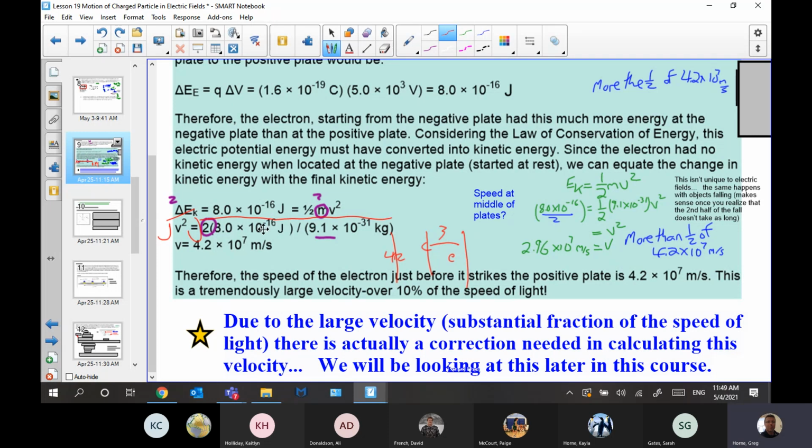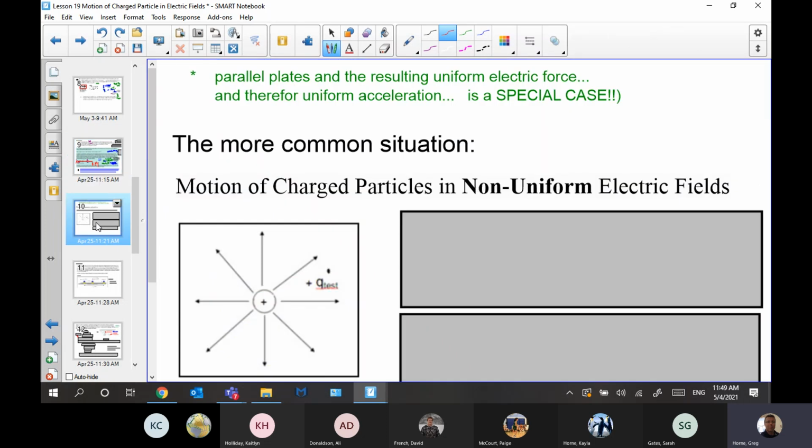So that is almost the exact same question as the one we just did. So hopefully that repetition helps sink that in a little bit for you.